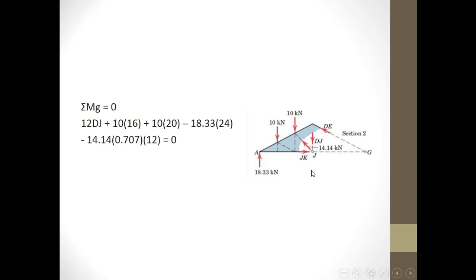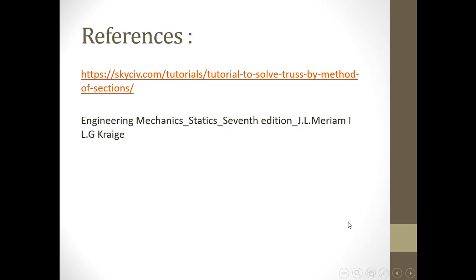Then I'm going to take the second section to find DJ. I'm going to take the moment around G here to find DJ, and DJ is equal to 16.67 kilonewton, and it's in tension. And that's all.